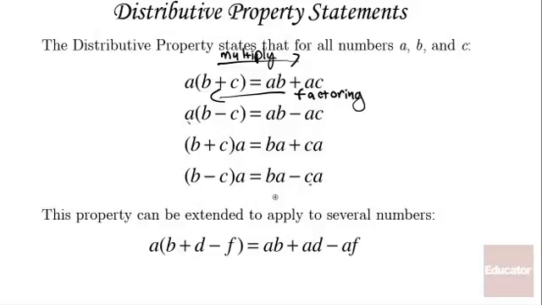This property also holds true for multiplying times several numbers that are being added or subtracted. And if I have 3 or more numbers, 2, 3, 4, however many numbers, I just take them in order, multiplying first a times b, and then plus a times d, so a times b, a times d, and then finally minus a times f. So the distributive property works even when there are several numbers or variables inside the parentheses.